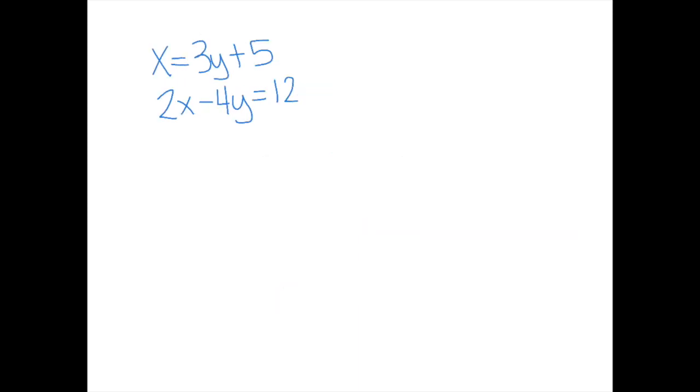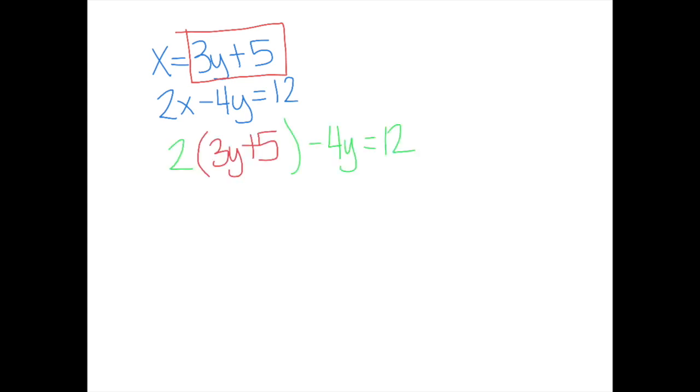Sometimes equations don't come in the form of both of them saying y equals, such as this one says x equals 3y plus 5 and 2x minus 4y equals 12. We can still use the substitution method here. Notice how one equation says x equals. One equation has a variable all by itself. So we can take whatever x equals and plug that in for every x we see into the other equation.